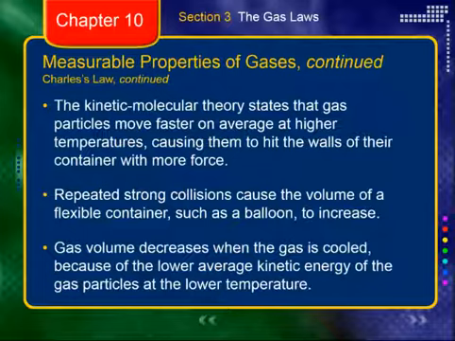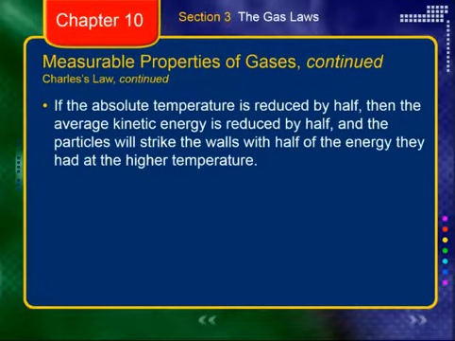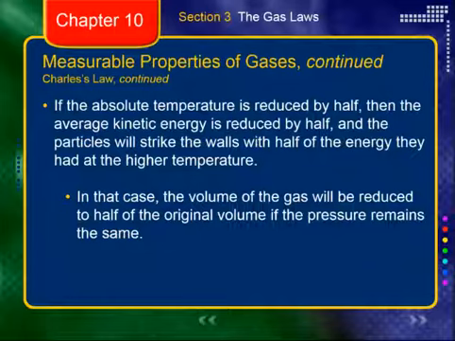So gas volume will decrease when the gas is cooled because of the lower kinetic energy of the gas particles at the lower temperature. They're moving more slowly, so when they strike the container wall, they will not strike with nearly as much force. So if the absolute temperature is reduced by half, then the average kinetic energy is reduced by half. Because if you remember from sections 1 and 2, kinetic energy is proportional to temperature.